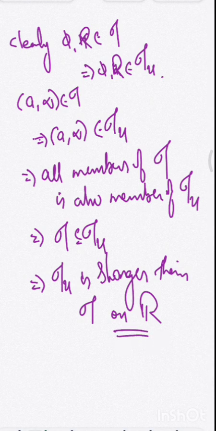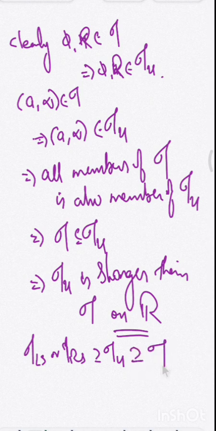So we already know that the semi-open interval topologies are stronger. Tau ls or tau rs are stronger than tau u. Now tau u is stronger than this topology tau. This is the comparison of these three topologies. Remember, tau ls and tau rs are not comparable. Okay.